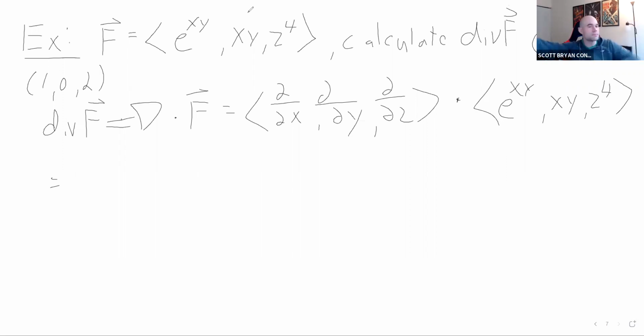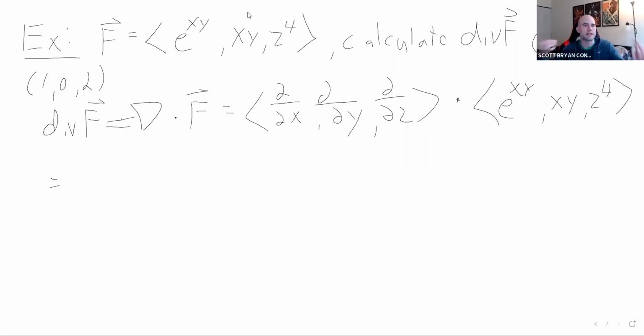So d dx times e to the xy, what's the partial of e to the xy with respect to x? Just a quick question. Sure. When we're multiplying these together, we have the gradient here, and then we're multiplying it by its original function, e to the xy. Is that what that is?